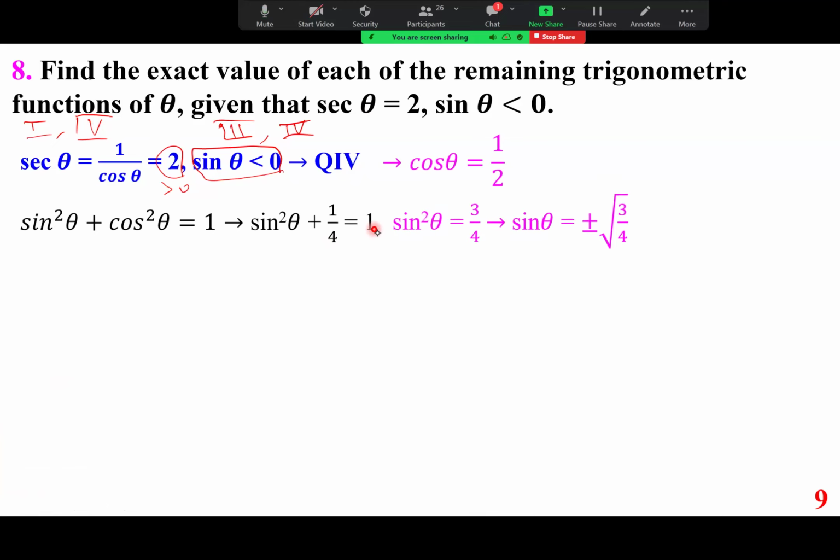But we will decide which one and why. Positive or negative. And by the way, it's plus minus square root of 3 over 2, because the 4 comes out. Which quadrant are we talking about? Quadrant 4, and of course, sine is negative. Even if we didn't figure it out, they say sine is negative, so you have to go with the negative. The rest is easy.